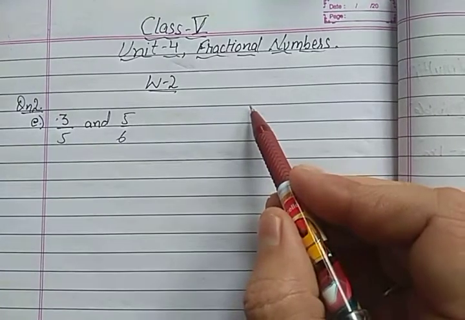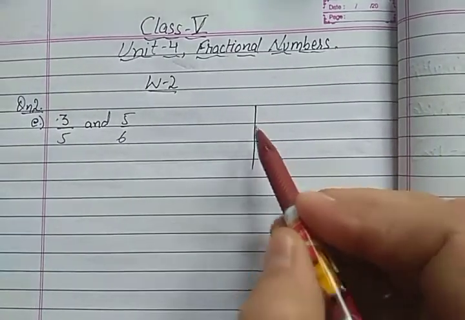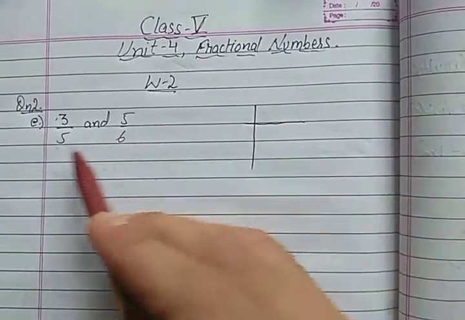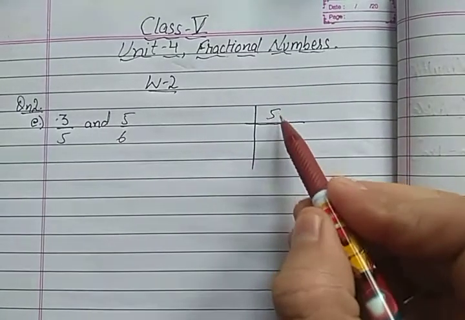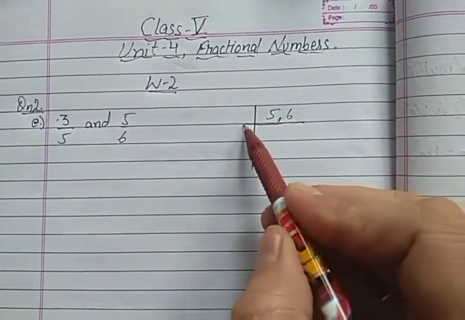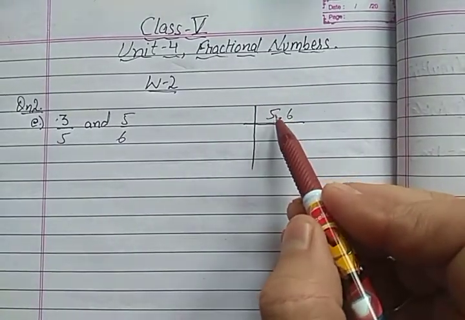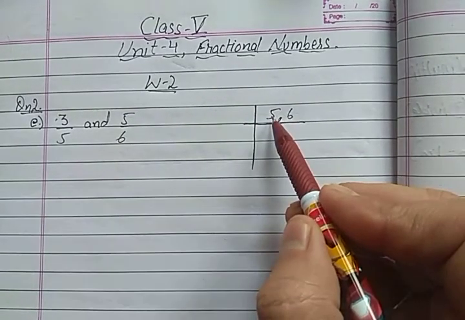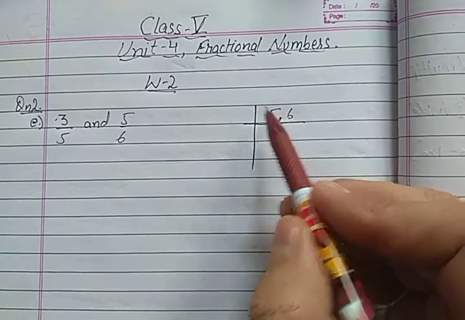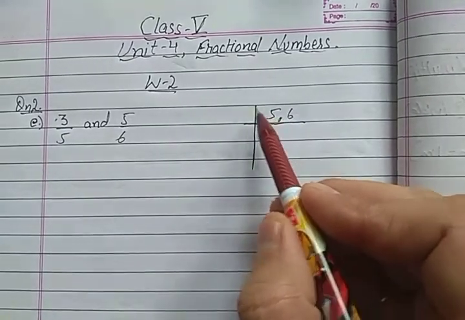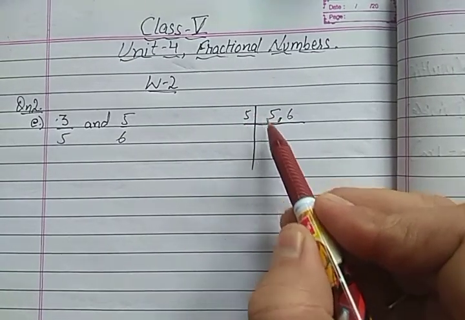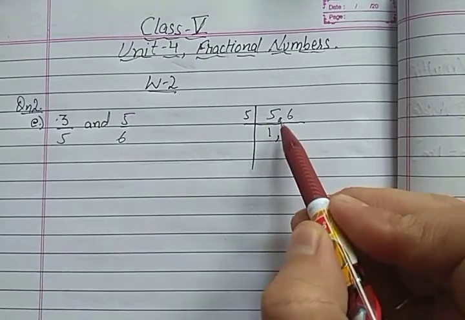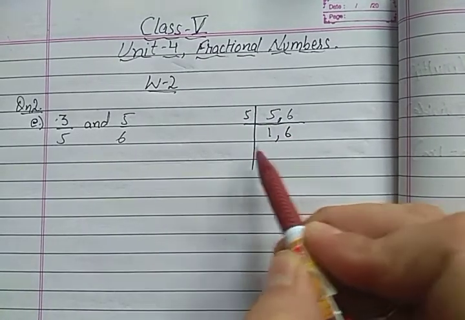So first of all, take the LCM of the denominators of both the fractions, that is 5 and 6. So here we have to use only prime factors. You know that 5 is a prime number, so 5 comes only in the table of 5. So we can write 5 ones are 5. Then 6 does not come in the table of 5, so we will write it as it is.